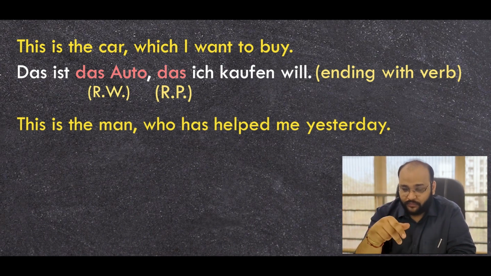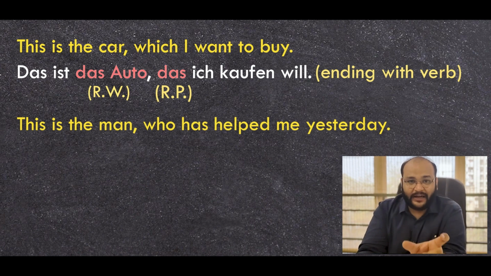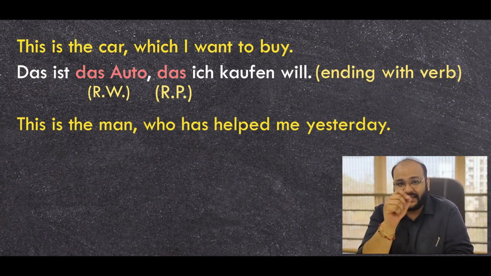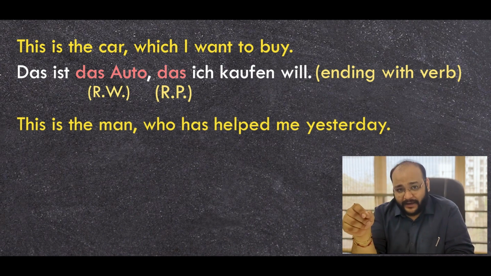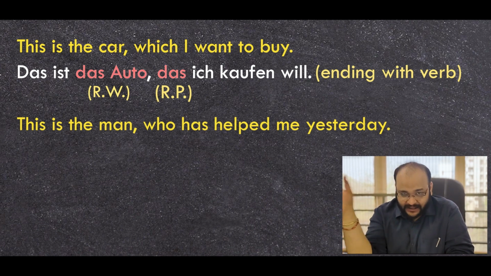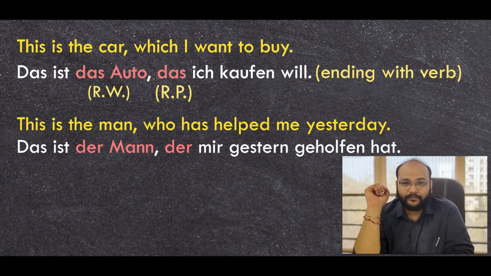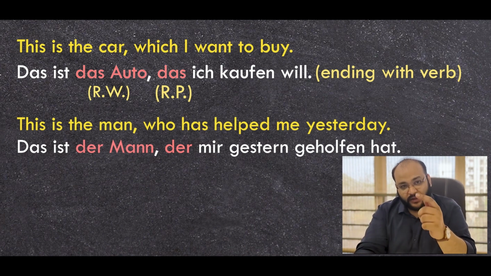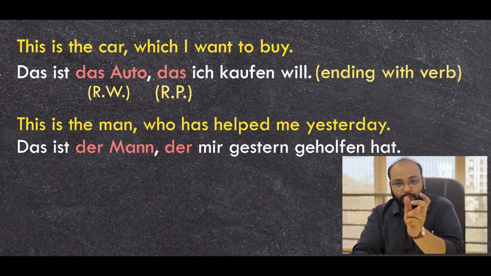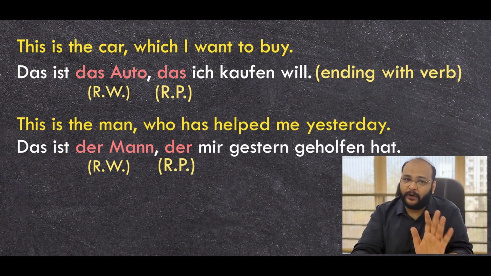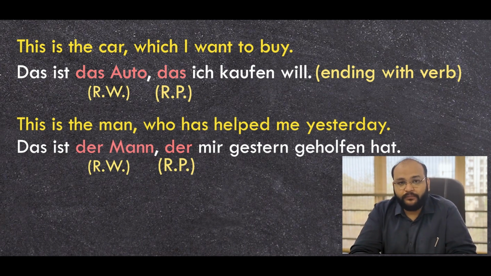Now here who? Since the relative word is der Mann and the gender of that is masculine, der, I'm going to use der. Das ist der Mann, comma, der mir gestern geholfen hat. Here, the relative word is Mann, relative pronoun der, and the verb is at the end. Let's do one more example.